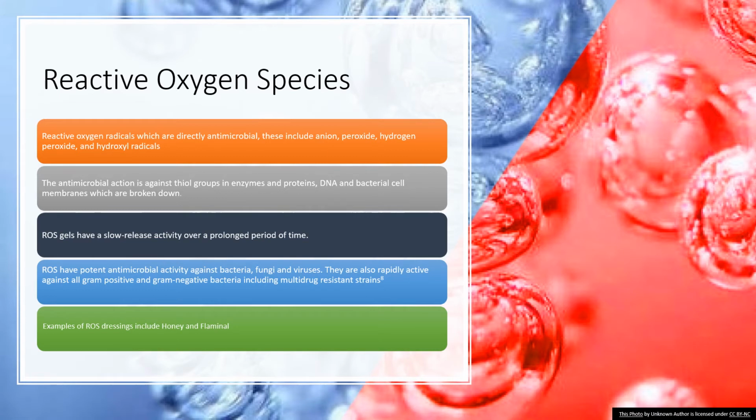They also have potent antimicrobial activity against bacteria, fungi and viruses. They're rapidly active against all gram-positive and gram-negative bacteria, including multi-drug resistant strains. And this goes further than most of the other antimicrobials. And also of interest, they're also effective against biofilms in chronic wounds as well. And so some examples of reactive oxygen species dressings include honey and Flaminal.